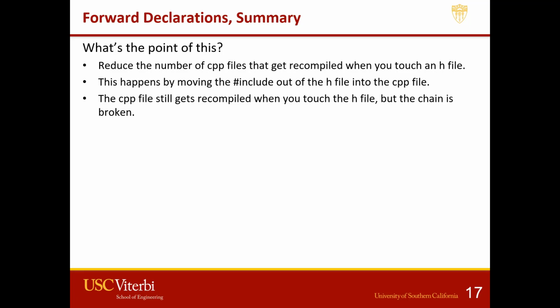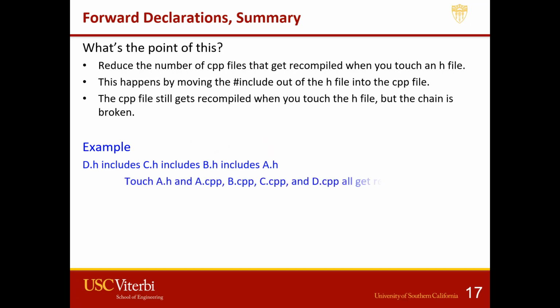How does a forward declaration reduce compile time? Let's give an example. Let's say we have files A, B, C, and D. We're going to have CPP files and header files for each of those. And we're just going to say that D #includes C, C #includes B, B #includes A, up the chain. Next, imagine that we touch file A.h.